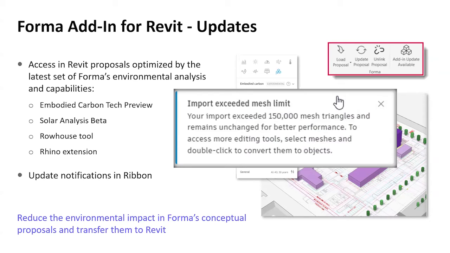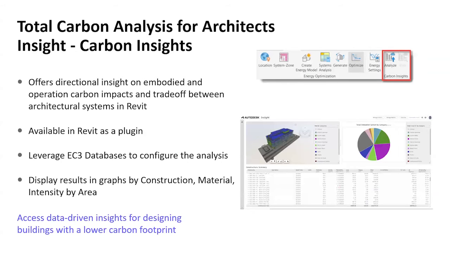There is also a great plugin for Rhino. So Rhino to Forma. Anyway, new features for Autodesk Insight. This new feature is due out any day now. Basically, a new Carbon Insights plugin for Revit. So look for Insight updates or Insight plugins. And basically, that plugin is going to leverage the EC3 databases. It's going to result in better information for your energy analysis.